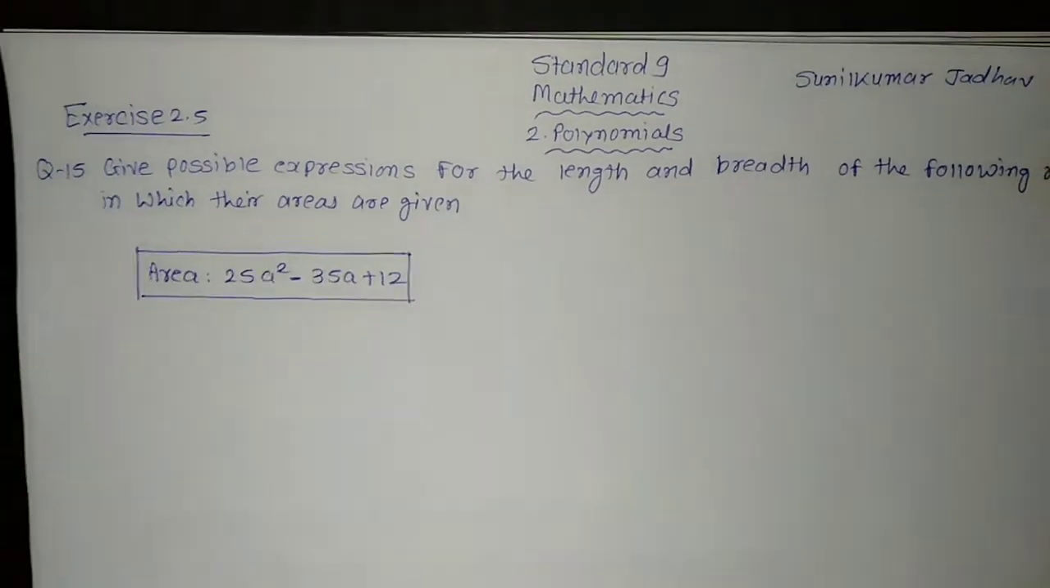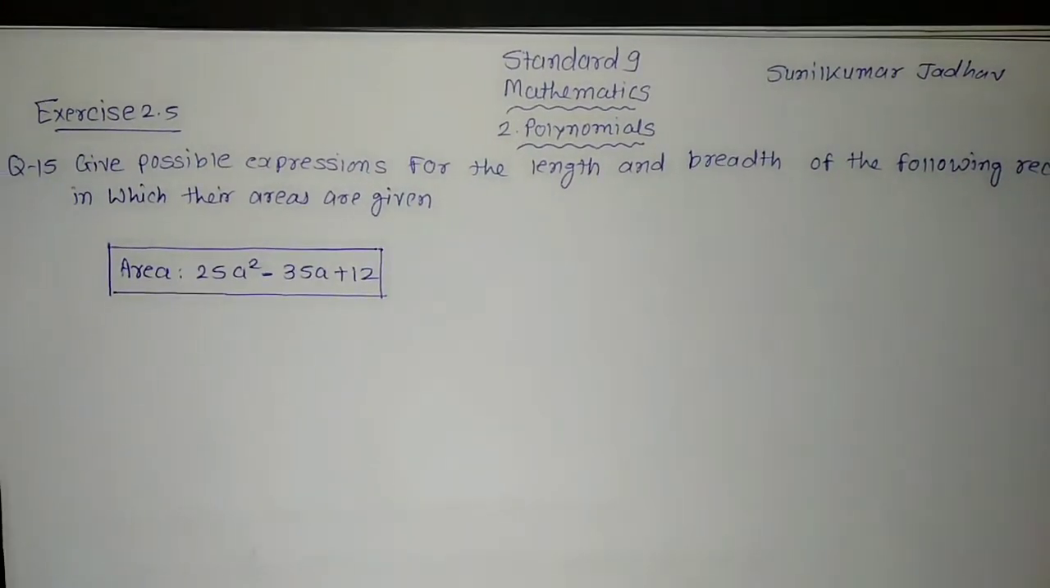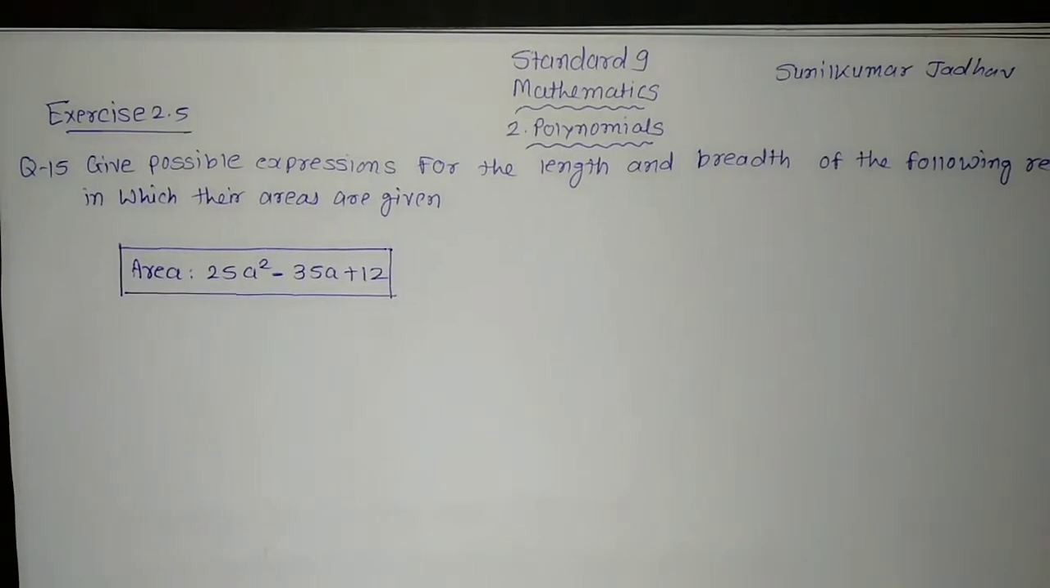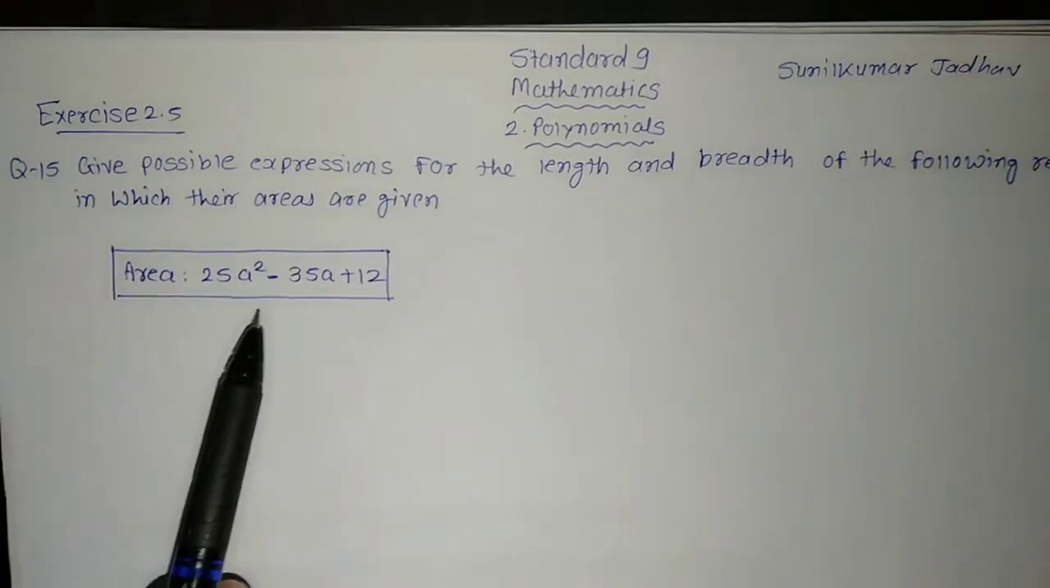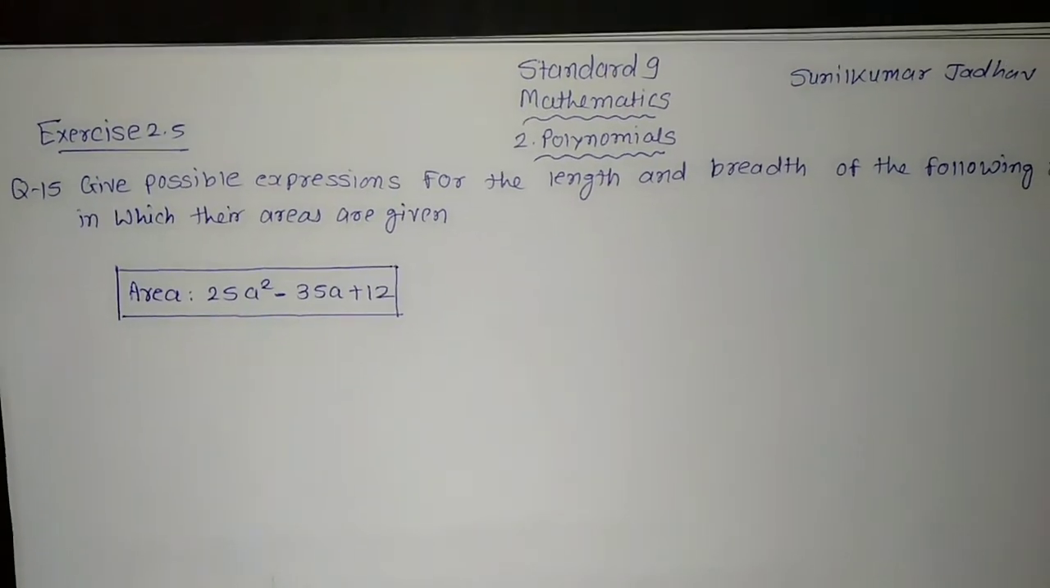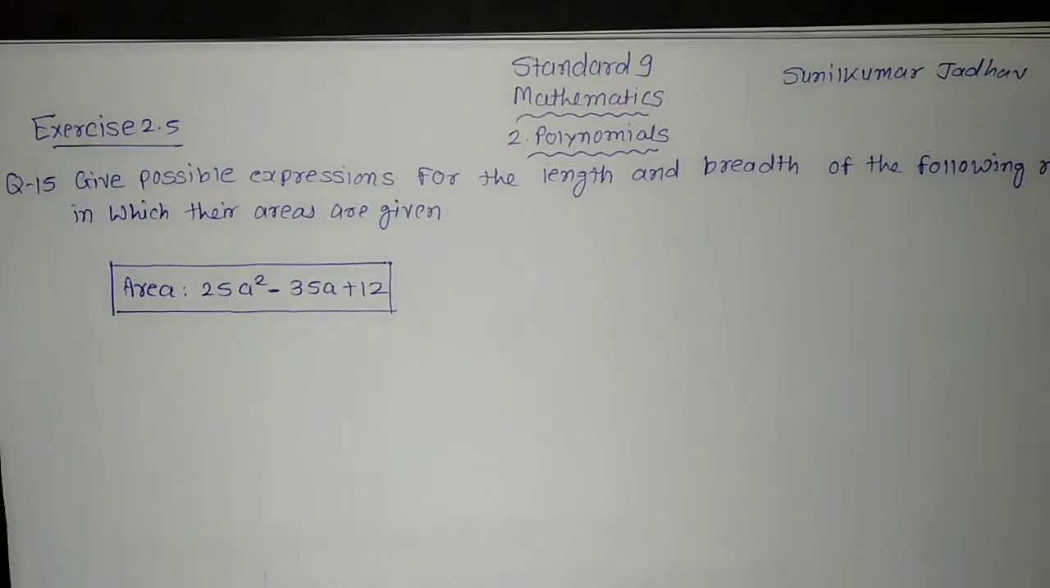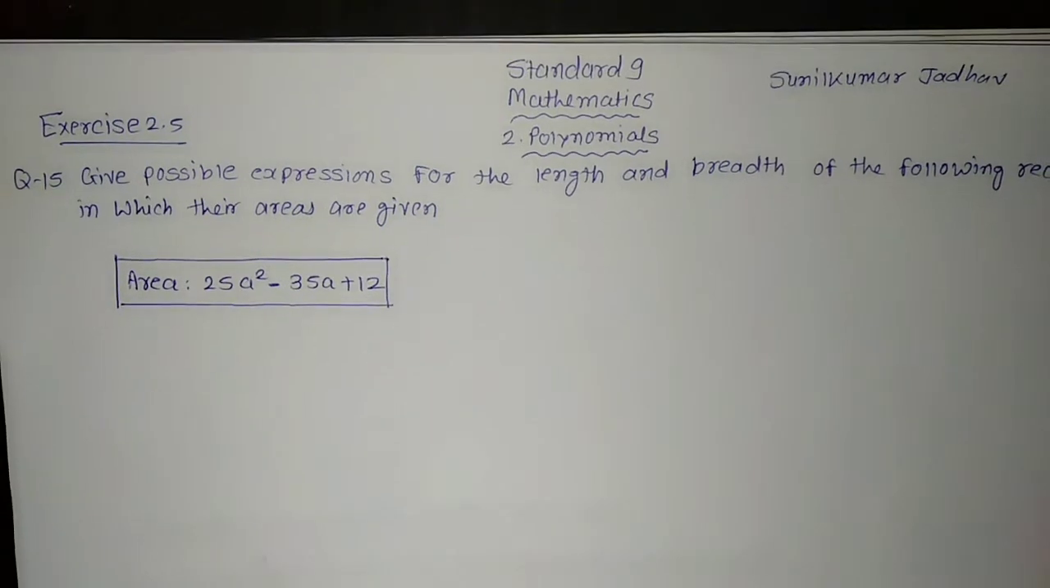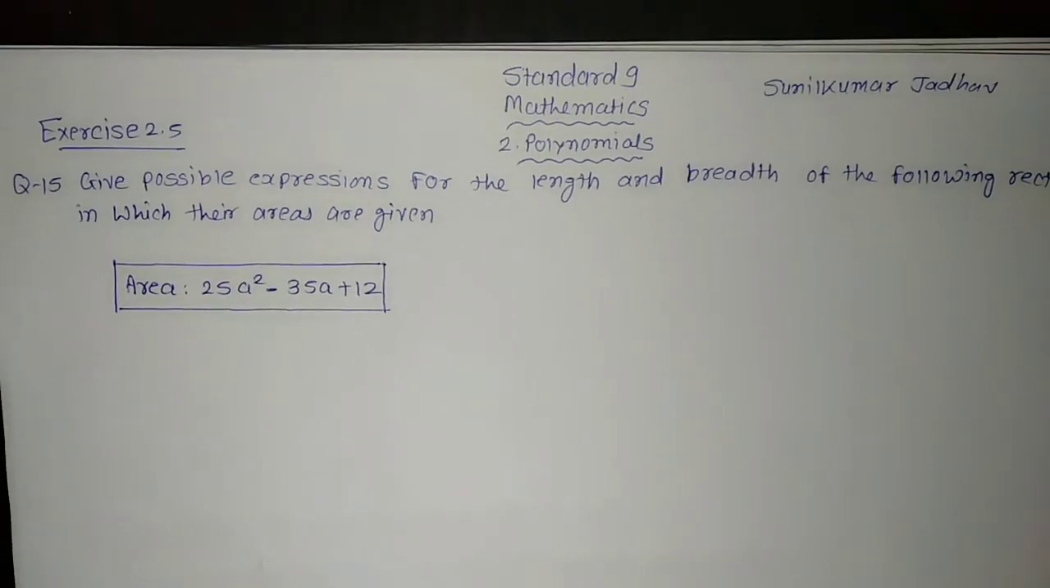Find the length and breadth of the following rectangle. Area of the rectangle is given as 25a square minus 35a plus 12, and we have to find out the length and breadth of this rectangle. Standard 9 Mathematics, Chapter number 2, Polynomial.